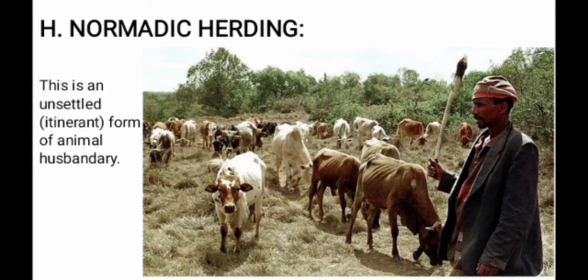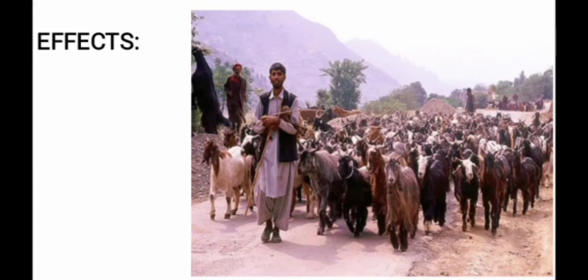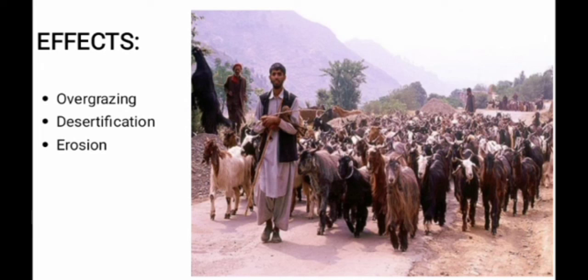Nomadic herding is an unsettled, or what we call itinerant, form of animal husbandry. And what are the effects of nomadic herding? Number one, overgrazing. Because the farmer keeps taking his livestock from one place to another, it can lead to overgrazing of the farmland. Number two, desertification. Number three is erosion. All these can be caused by nomadic farming.